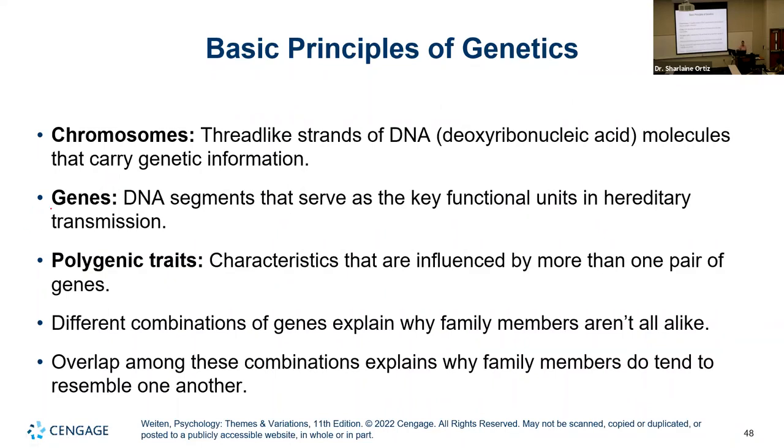Now, most of the time, and sometimes you hear this in popular media, oh, they found a gene related to XX factor. They found a gene for, say, drug abuse. Generally, that information is misleading because most characteristics are polygenic. And with polygenic traits, it means that there is more than one pair of genes involved in that trait, in that characteristic. There's usually more than one.